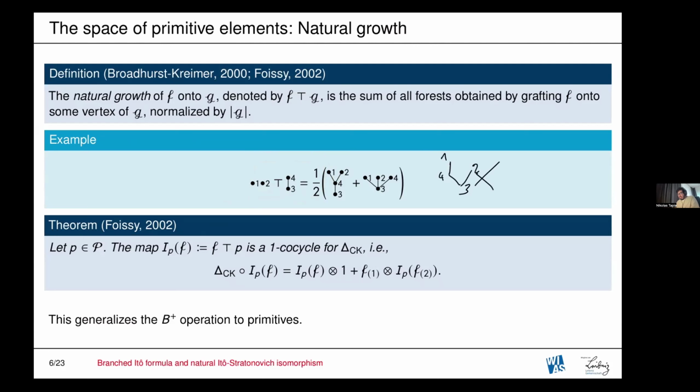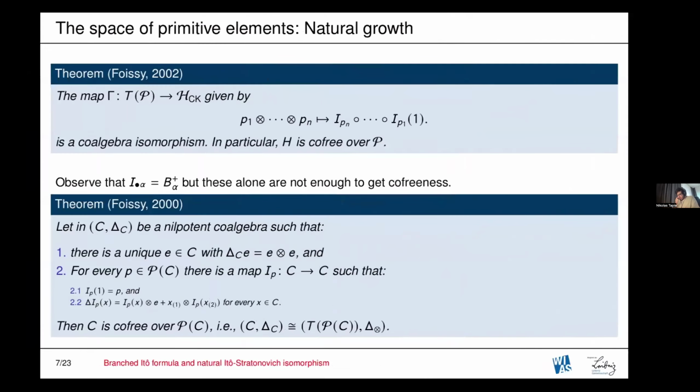And so the first observation is that if you pick a primitive element and you define this operator I_P on a forest by just natural growth of F into the primitive, then you get a 1-cocycle. And as you may know, 1-cocycles are tightly tied to integration. I'm going to explain this in a few slides, but they are somehow maps that are abstractly representing integrals in some sense. And this actually generalizes the B plus operation that's present in the Connes-Kreimer Hopf algebra to any primitive. So I can really graft onto not just single nodes, but full primitive elements and get a similar behavior, at least algebraically.